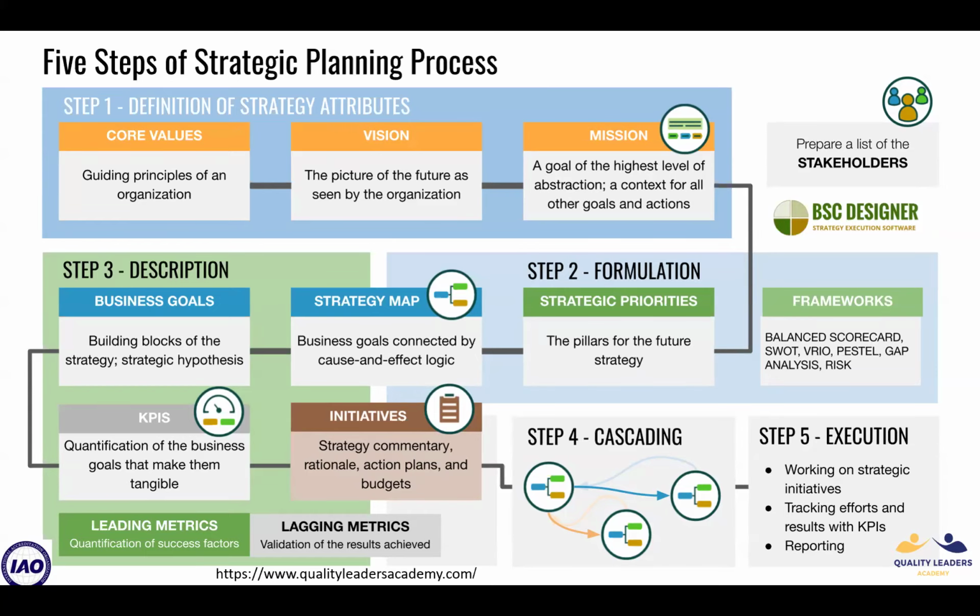Okay, I know that's a lot, but to summarize, step 1 and 2 are about thinking, right? Where are we going? What frameworks will we use? Step 3 is planning. What are the goals? What are the metrics? And what are the initiatives? Step 4 and 5 is doing, cascading, and executing with accountability.